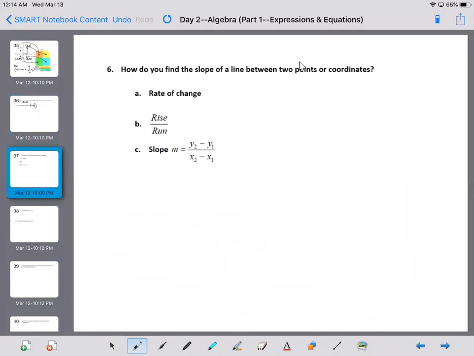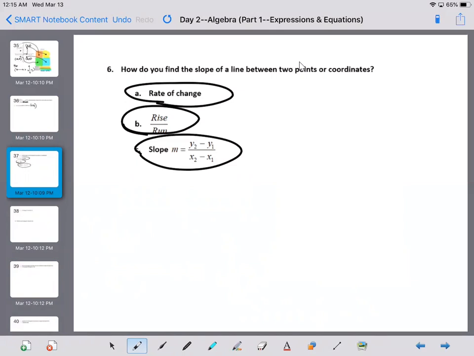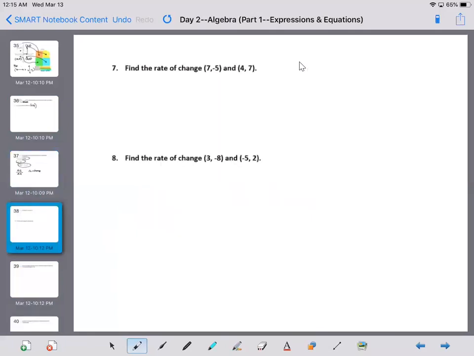Well, then, when we're talking about linear equations, we can also look at slopes of lines between 2 points on a coordinate plane, and that's called your rate of change, or your rise over run, or that slope formula where we're looking at the change in Y divided by the change in X. You might even see it as change in Y over delta X. So the delta just means change. So let's find the rate of change. I just want to use this formula.